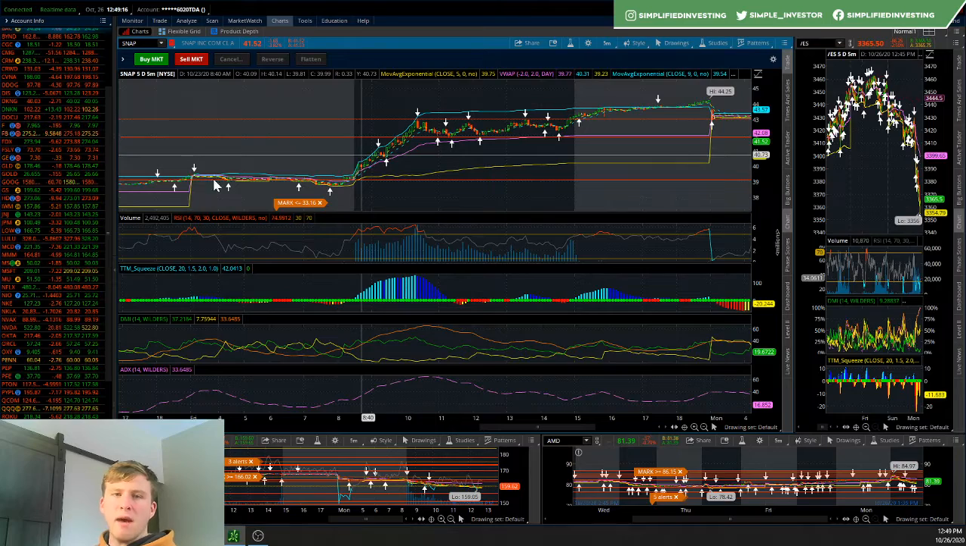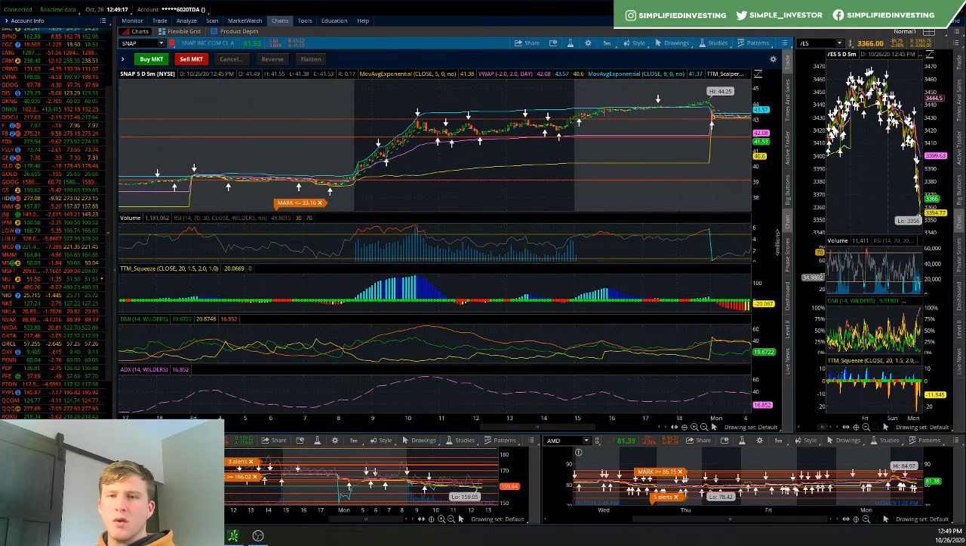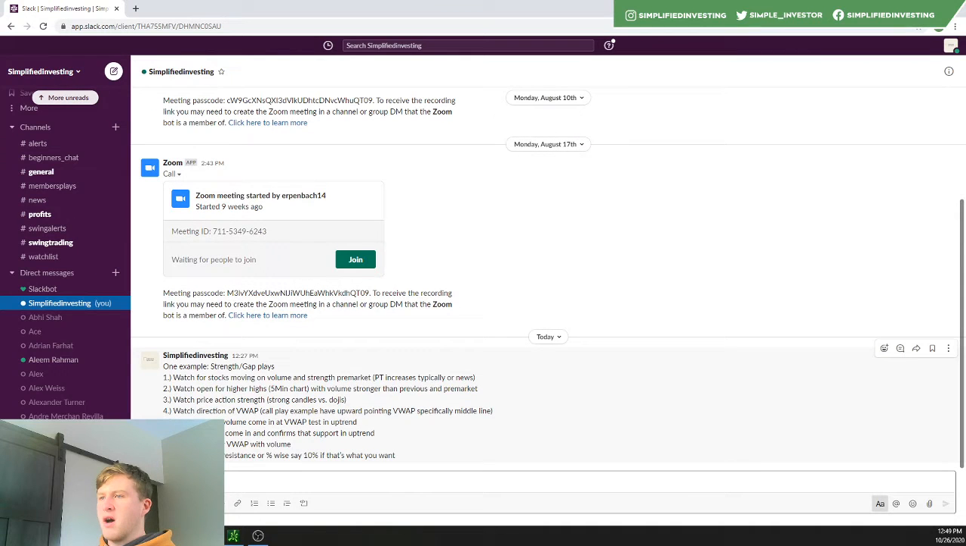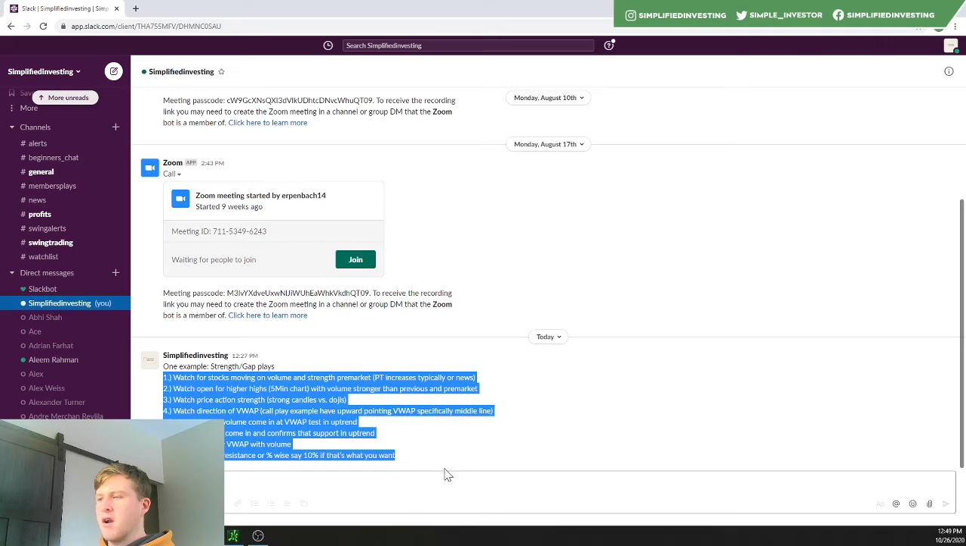Again, I mentioned that I would show you this in words, so here it is right here. If we zoom this out here, if you guys want to pause this video right here, one example, strength gap play. These are the 8 steps here. And with that being said, that wraps up this video. The strategy, one of the strategies that I use, something that I've found to work very well recently.